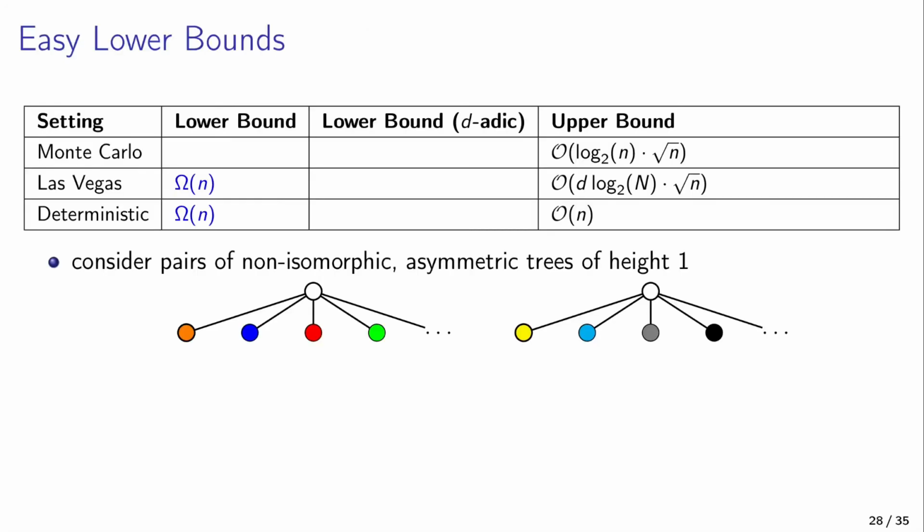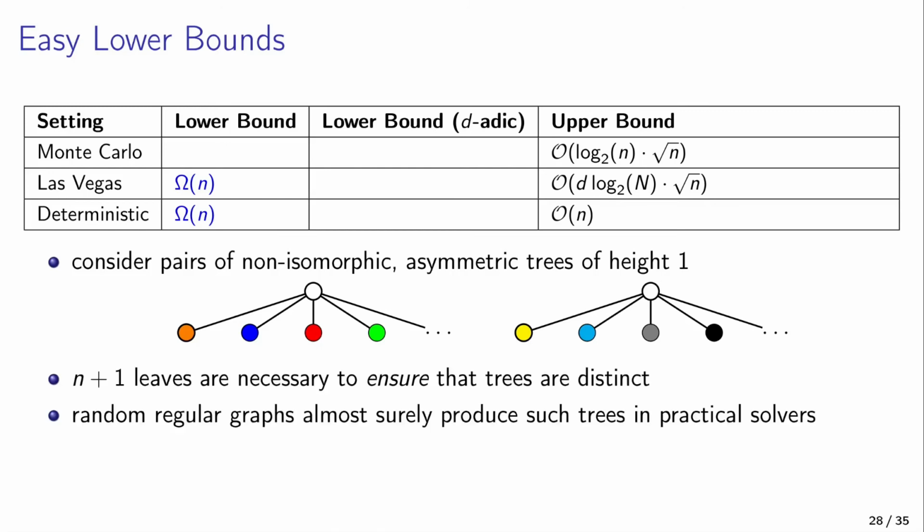Let's talk about lower bounds. We again start with the easy ones, which in this case are the unrestricted lower bounds for Las Vegas and the deterministic setting. Consider non-isomorphic asymmetric trees of height 1. So these trees consist only of a root node and n leaves directly attached to it, where every leaf has a distinct color. For these trees, it is kind of easy to see that you simply need n+1 leaves to ensure deterministically that the trees are indeed distinct. And indeed, we also know that random regular graphs in practice almost surely produce such trees in practical solvers.